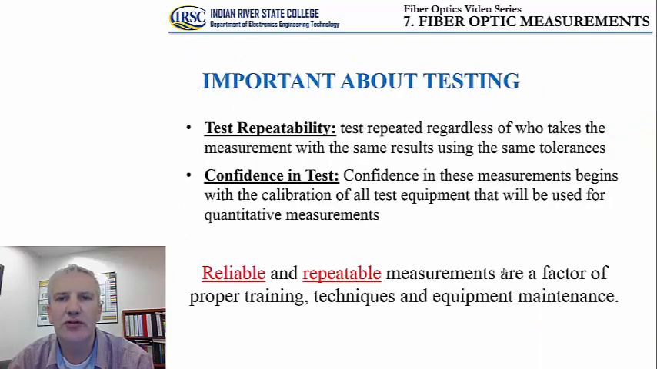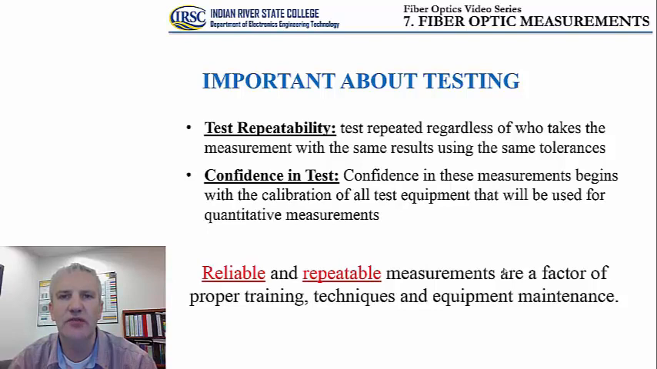There are a few things that are important to remember about testing in a general sense. There are two important aspects that have to be present for a test to be successful. One is test repeatability: each test that is performed or repeated, regardless of who takes the measurement, should have the same results using the same tolerances. A certain level of confidence in the test also has to be present. It begins with the calibration of all the test equipment that will be used for quantitative measurements. So reliable and repeatable measurements are a very important factor of proper training techniques and equipment maintenance.